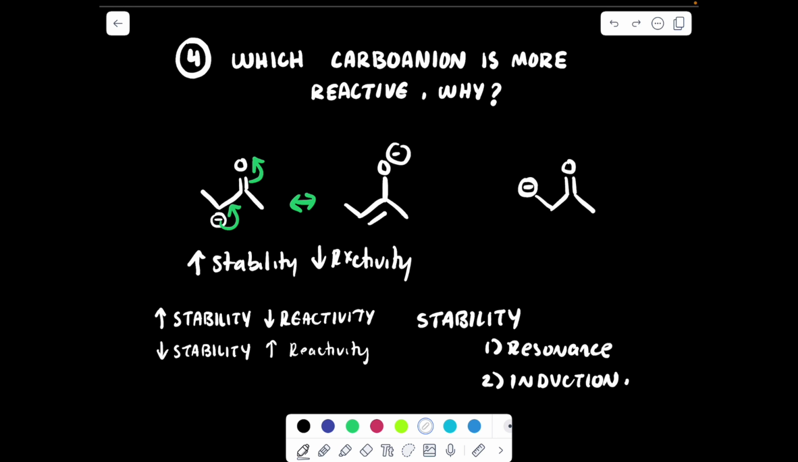So since we cannot draw a resonance structure, we can then ask, okay, well, is there any induction? Well, yeah, I guess 2 atoms away, this carbonyl group is pulling electrons towards itself, aiding a little bit in stabilizing this negatively charged carbon, but this effect is not as strong as the physical movement of electrons via resonance. So structure number 1 would be more stable. So structure number 2 is going to be more reactive because you cannot stabilize this negative charge via resonance, and the other structure can.